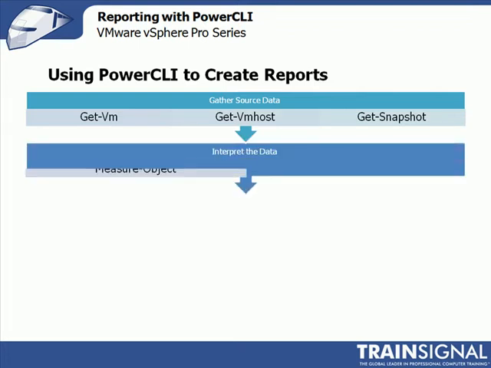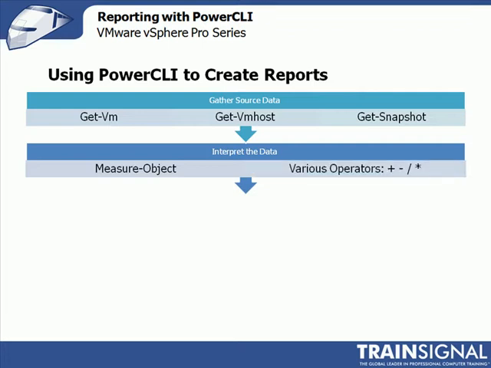Next, interpret the data. There's a cmdlet in PowerShell called Measure-Object, which does a great job of producing a couple of measurements out of the box. You've got sum, average, min, max, that type of thing. Of course, PowerShell has access to any of a number of different operators and math functions, things that you haven't used since grade school. There's a lot of flexibility there, so you're not going to be missing anything.